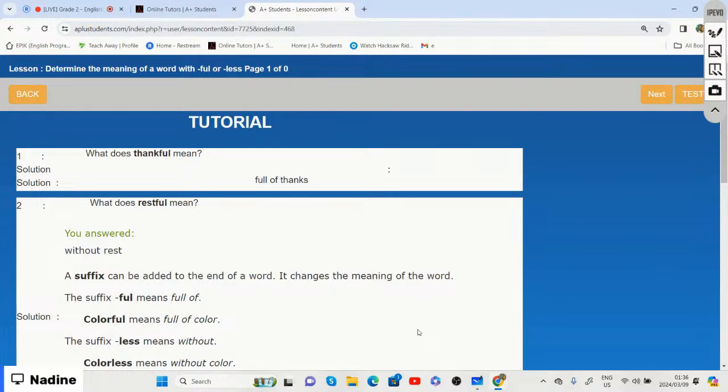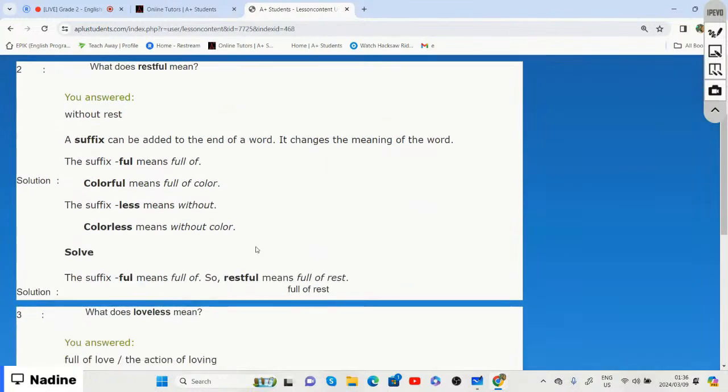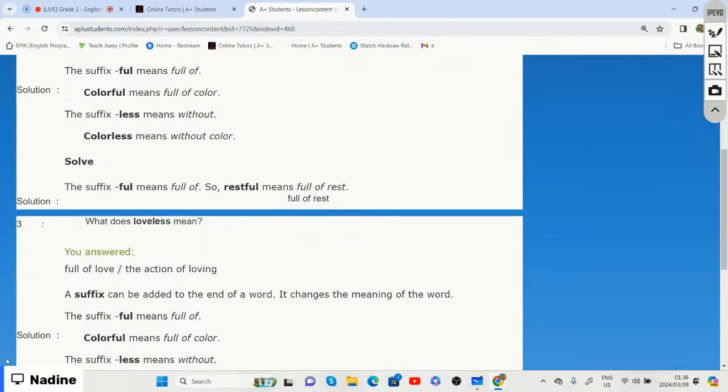All right. So if we look at our activity over here, we have the word thankful. And the word thankful means it is full of thanks. And of course, that is based on the meaning of our suffix. It's full of thanks. And now, if we look at the word loveless, what does loveless mean?